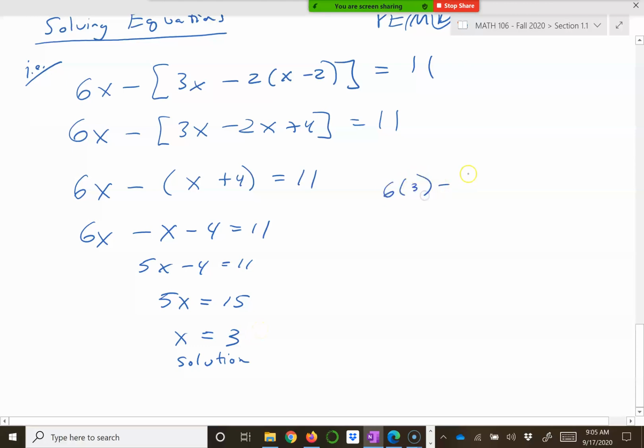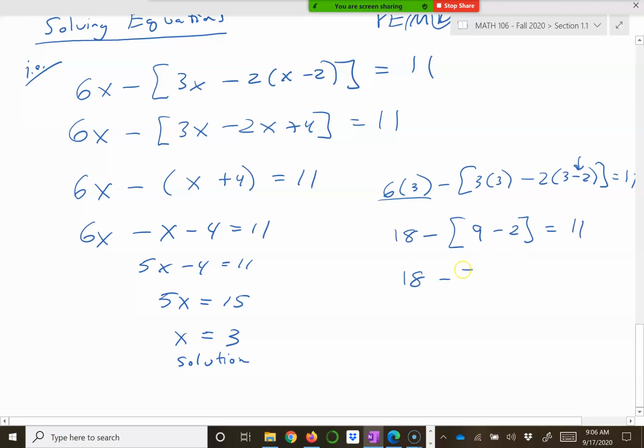So 6 times 3 minus 3 times 3 minus 2 times 3 minus 2 equals 11. All right, so we'll skip a few steps here. We're going to do 6 times 3, so we have 18. Inside the parentheses here, we have 3 times 3 is 9. Now this 3 minus 2 is a 1, so it's minus 2 times 1, so minus 2. So then it's 18 minus 9 minus 2 is 7. And then you get 18 minus 7, which is 11, equals 11. Boom, there it is. So we just checked to make sure that x equals 3 is indeed a solution.